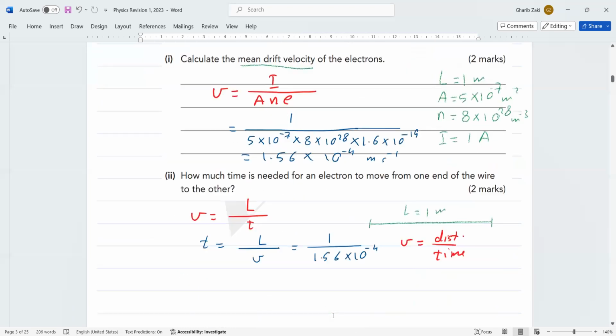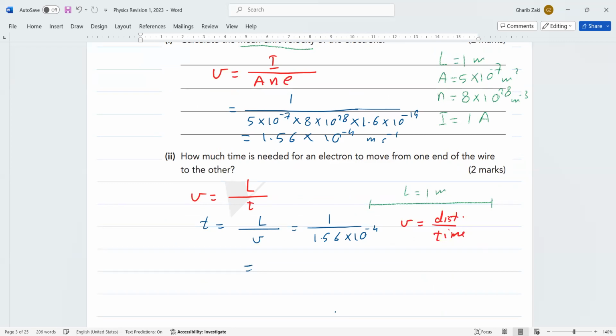When you use your calculator, the answer is 6.40 multiplied by 10 to the power 3. This is the time. So what is the unit here? It is second. The time in seconds. Yes, this is the answer. So that is the time, 6.40 times 10 power 3 seconds.